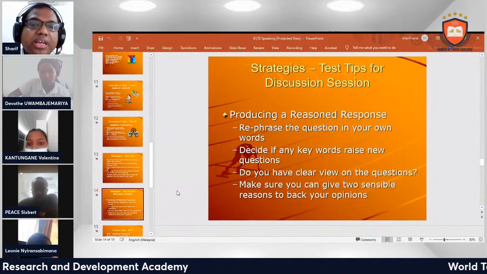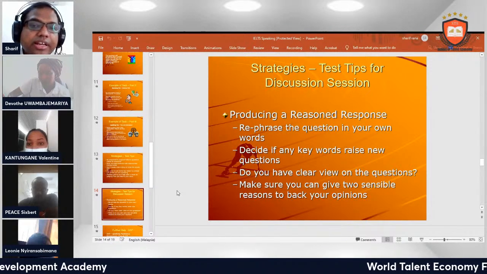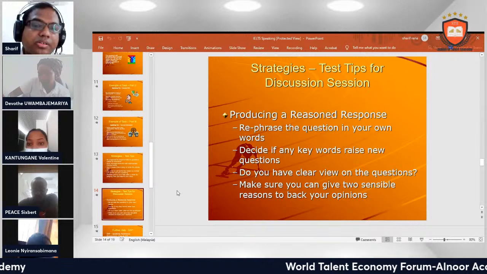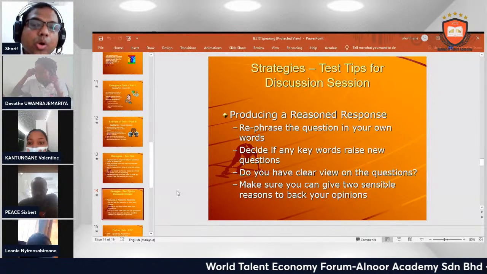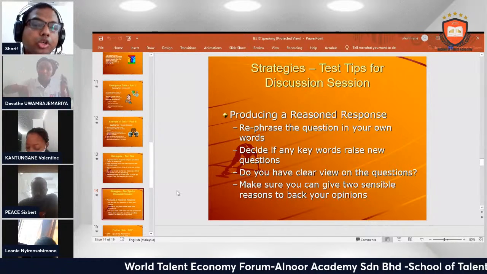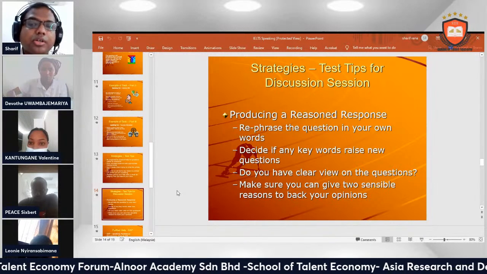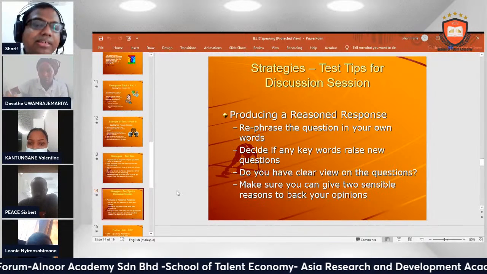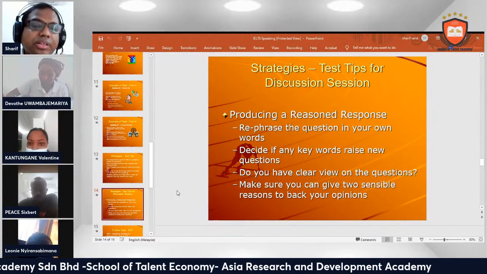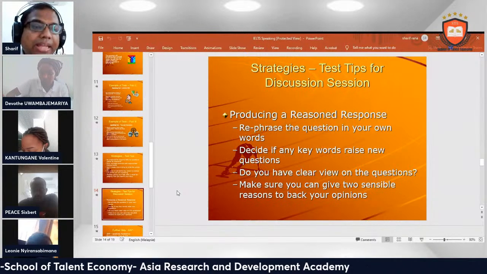Strategies: producing a reasoned response. Rephrase the question in your own words. Decide if any keywords raise new questions. Do you have a clear view of the question? Do you understand the question? Do you have a clear view of what they are asking? Make sure you give two sensible reasons to back your opinion.